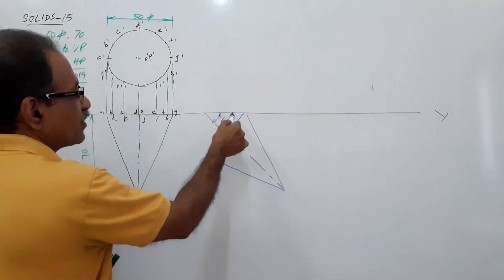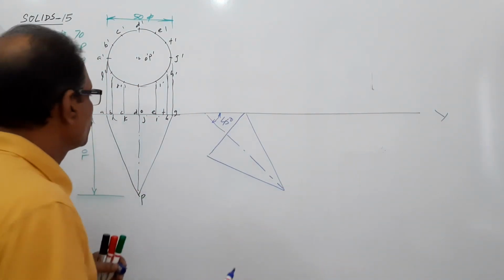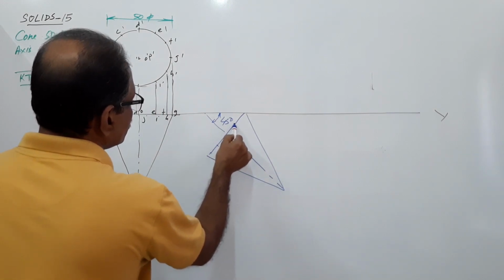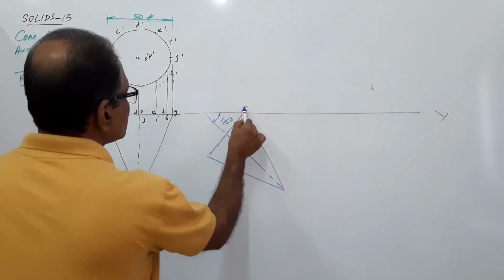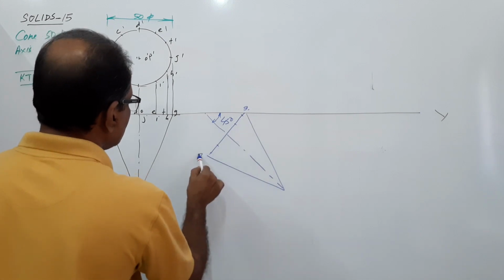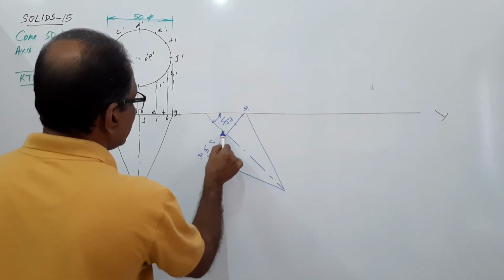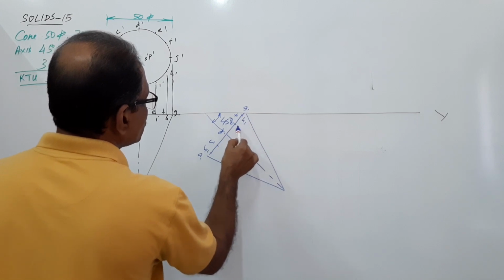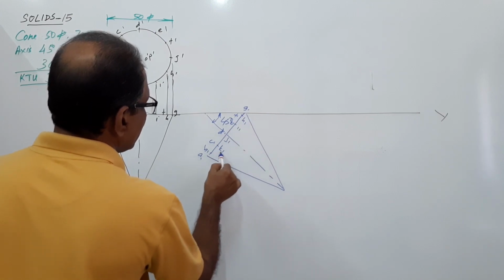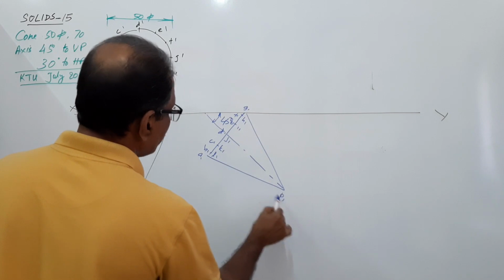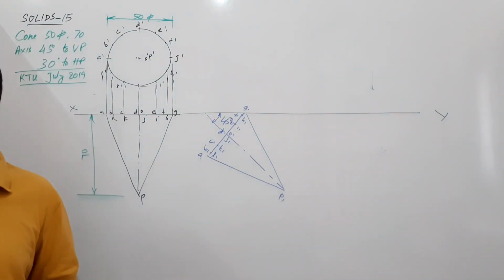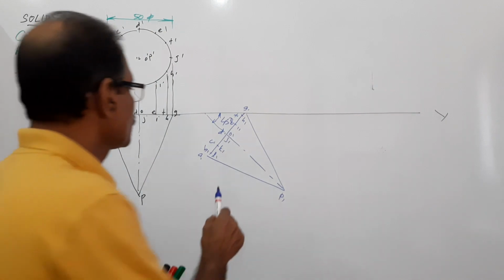When this angle is 45, this angle also is 45. You must be aware of that. Name them. This is G1, so this is A1, B1, C1, D1, E1, F1, G1, H1, I1, J1, K1, L1, P1 and O1. Now what? Project a new elevation.